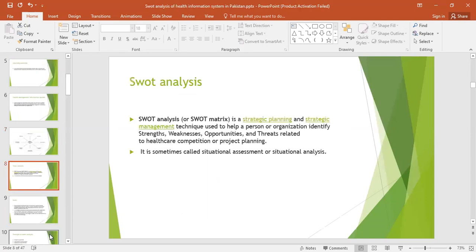And I will cover the SWOT analysis of health management information system. Basically, SWOT analysis or a SWOT matrix is a strategic planning and strategic management technique used to help a person or organization identify their strengths, weaknesses, opportunities, and threats related to healthcare competition or project planning. It is sometimes called situational assessment or situational analysis.